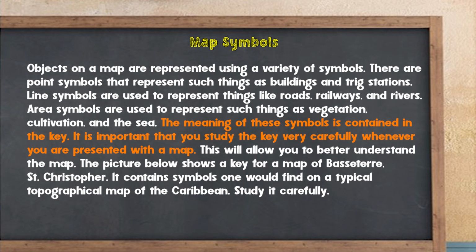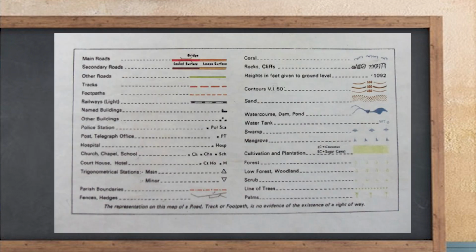It is important that you study the key very carefully whenever you are presented with a map. The picture shows a key for a map of St. Christopher. It contains symbols one would find on a typical topographical map of the Caribbean. Let's study it carefully. Most of the items in the key are pretty straightforward and therefore need no further explanation.